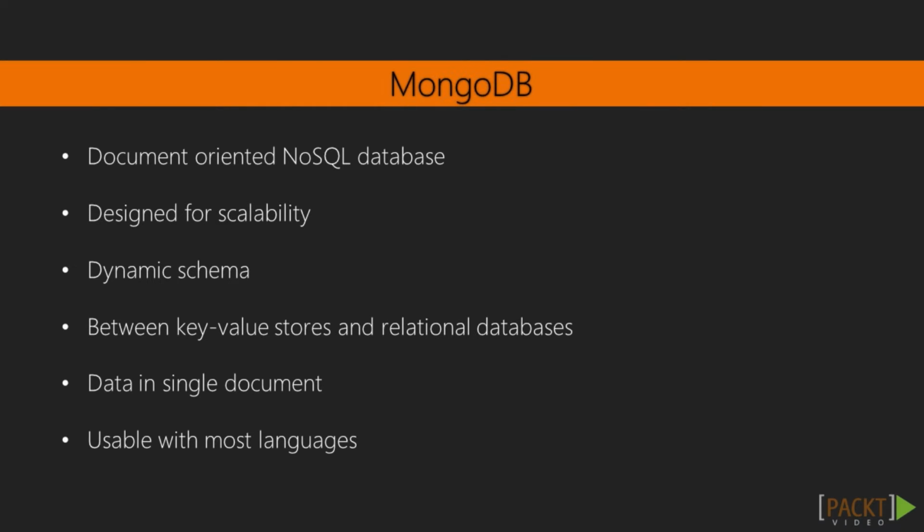MongoDB is an open-source, cross-platform, document-oriented, NoSQL database. It is designed for scalability and developer agility. It has a dynamic schema and stores JSON-like documents in binary JSON. It is between key-value stores, which are fast and scalable, and relational databases, which have rich functionality. It saves the data in a single document, meaning that an entity can contain all the information by itself. A lot of drivers are available, allowing us to use it with most languages.